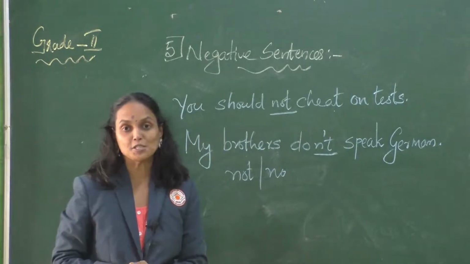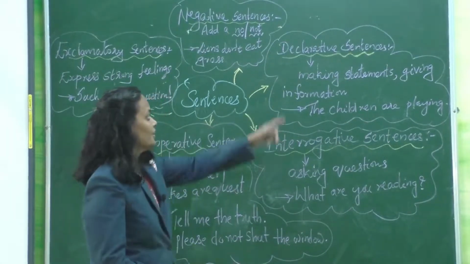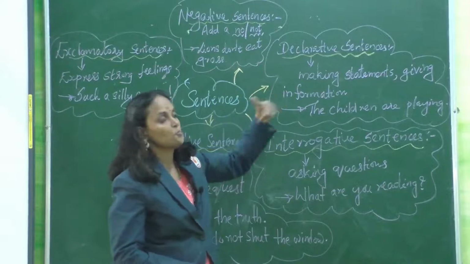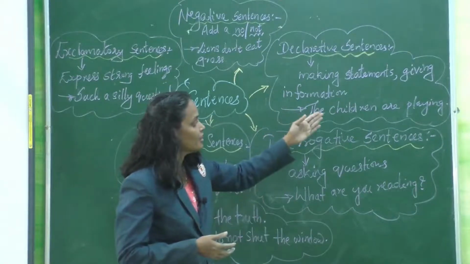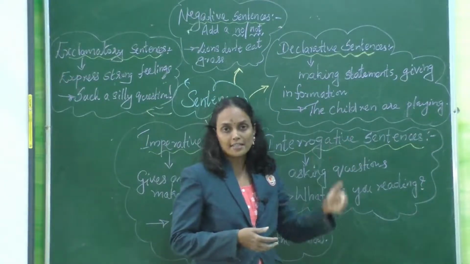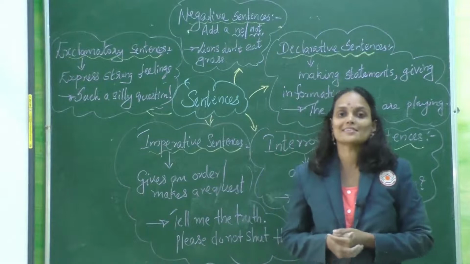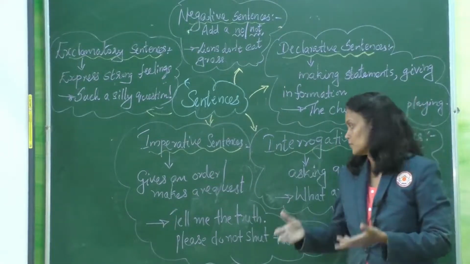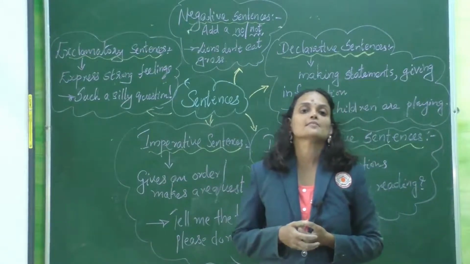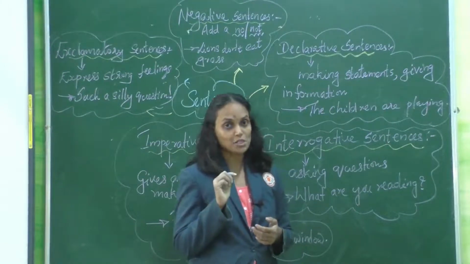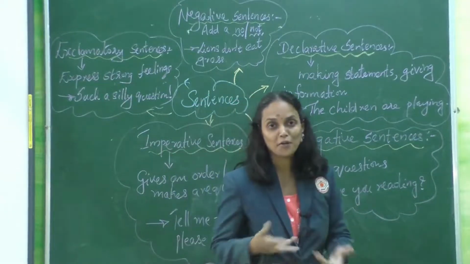Now let's see the mind map of the topic sentences. 5 types of sentences are there. Declarative sentences are used to make statements. They give more information on the nouns given. The children are playing. Normally, declarative sentences end with a full stop. Second one, interrogative sentences. They ask questions. What are you playing? Interrogative sentences normally end with an interrogation mark, a question mark. What are you reading? How are you? Etc.